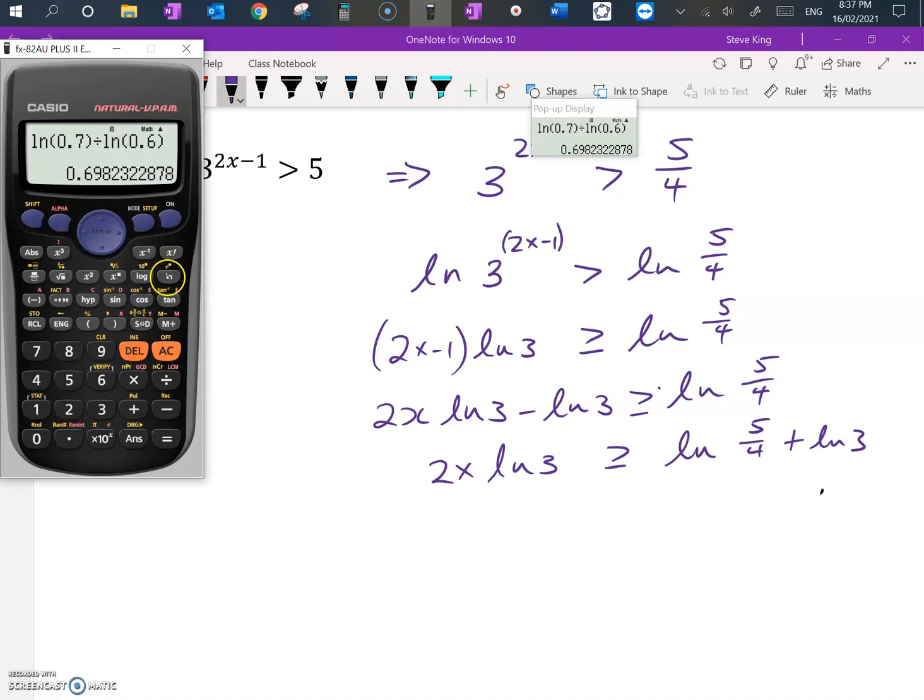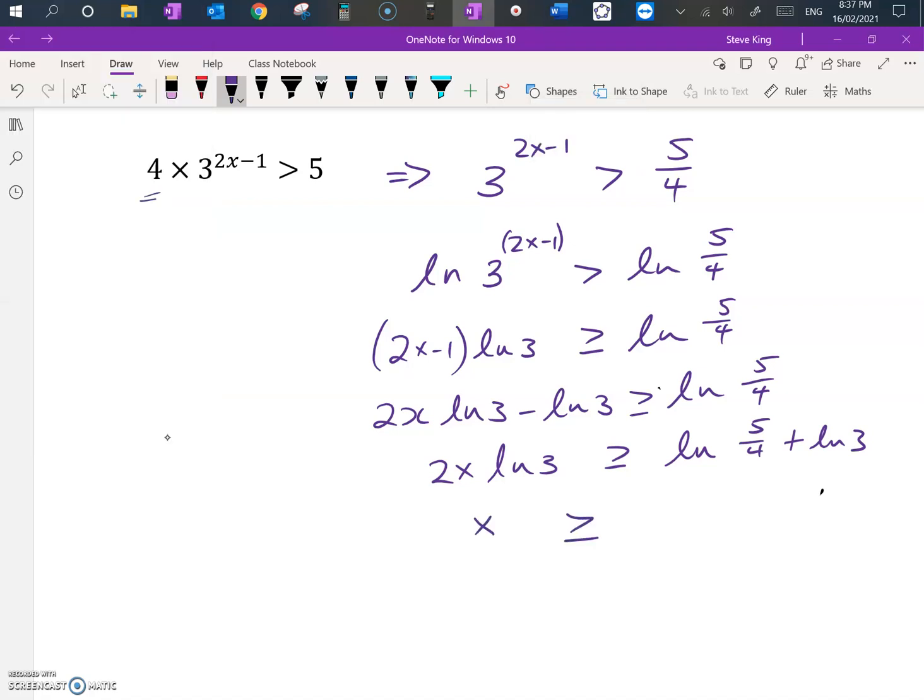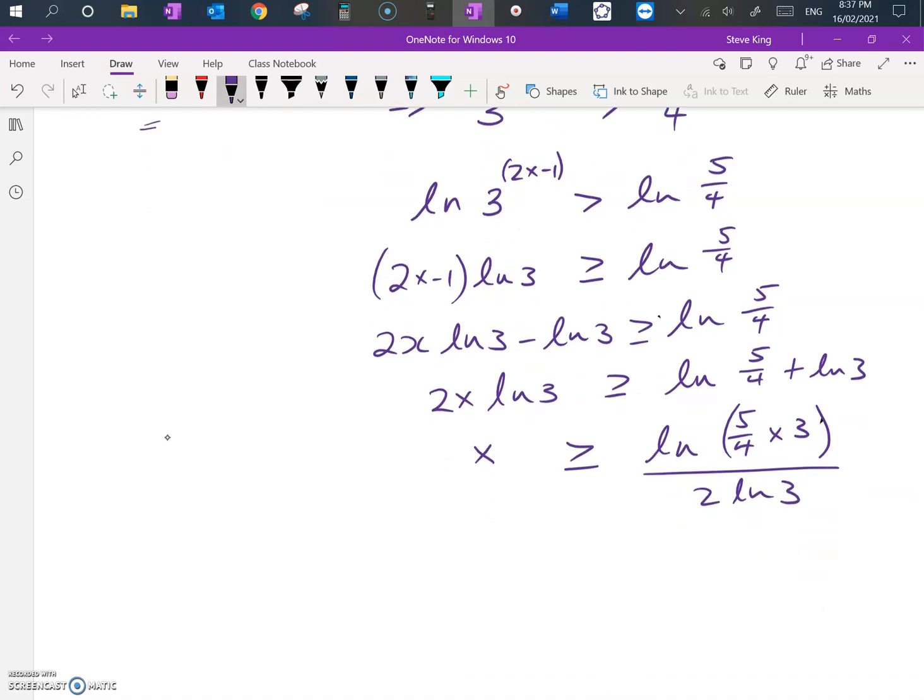The ln of 3, is that a positive or negative number? We just check. The ln of 3 is a positive number, so I can divide both sides by 2 ln 3. And so I'm going to have here the ln of 5 over 4 times 3. Remember, that's the first law of indices, divided by 2 ln 3. And if I rearrange that, I'm going to get that x is greater than or equal to the ln of 15 over 4 divided by the ln of 9.